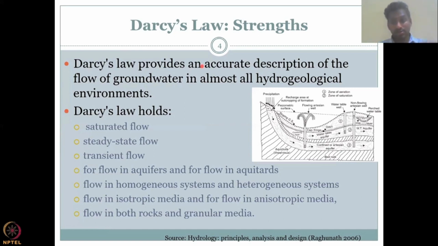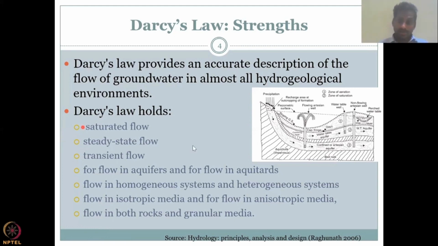Please understand that it changes over time because of the changing hydraulic head conditions and pumping and recharge regimes, not because of unsaturated conditions, in this example I'm saying. So in transient flow also Darcy's law holds good as long as the medium is saturated. So saturation is the key. It has to be saturated. And then there is steady flow, and then there is transient flow. Okay. For flow in aquifers and for flow in aquitards.